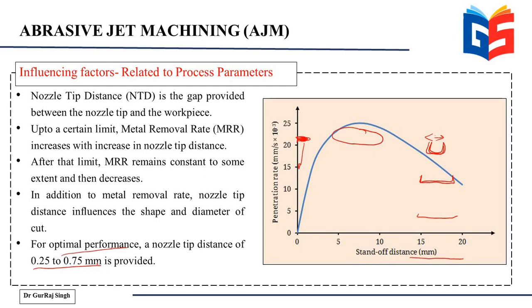Again, this is what is being explained in the last point. As you have a standoff distance increased beyond a certain level, first of all, your penetration or your MRR is going to increase. But beyond this particular point, it is going to fall down. So it follows a trend where it peaks out and then falls down.